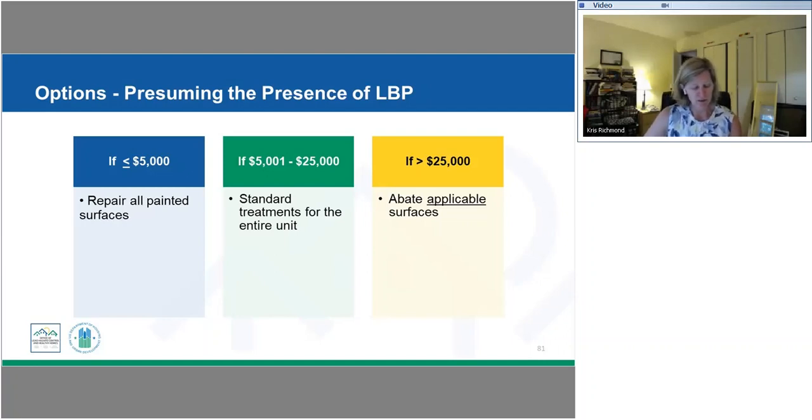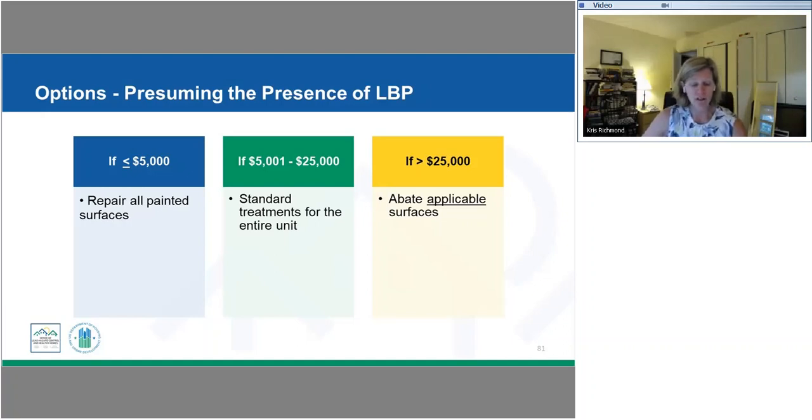And standard treatments would include paint stabilization, so this is repairing any physical defect in the materials beneath the paint. That would be the wood, the drywall, the plaster, the concrete, brick, or metal. You're also making sure you have smooth and cleanable horizontal surfaces. You're doing correction of any dust-generating conditions. You want to make sure that you're doing treatment of soil, that safe work practices are followed, and the unit is passing clearance. And then for over $25,000, again, we are abating all applicable surfaces.